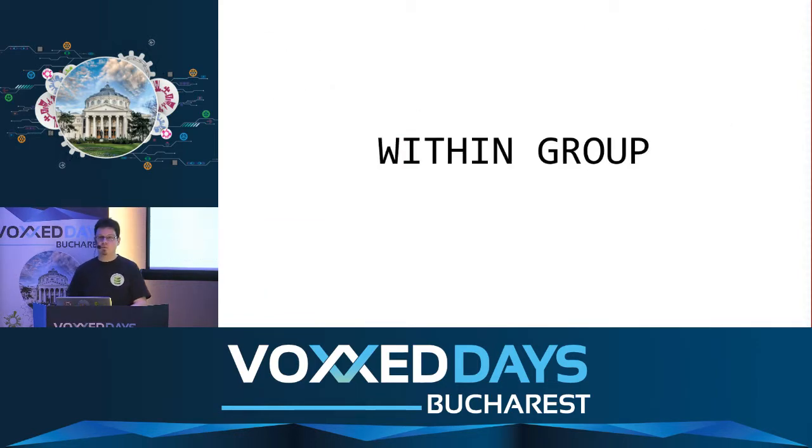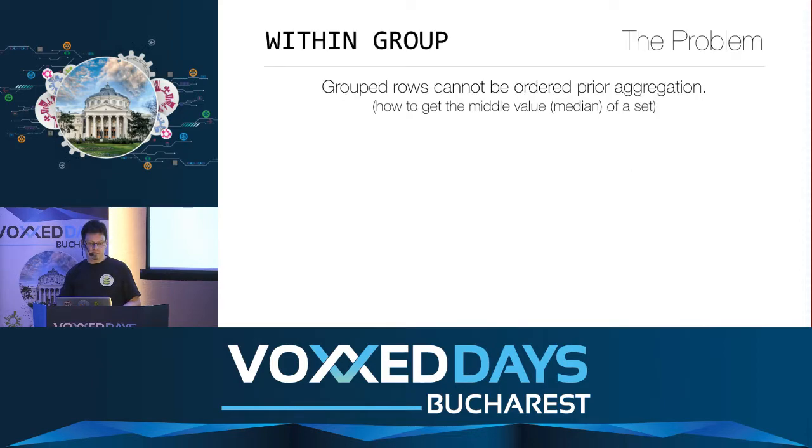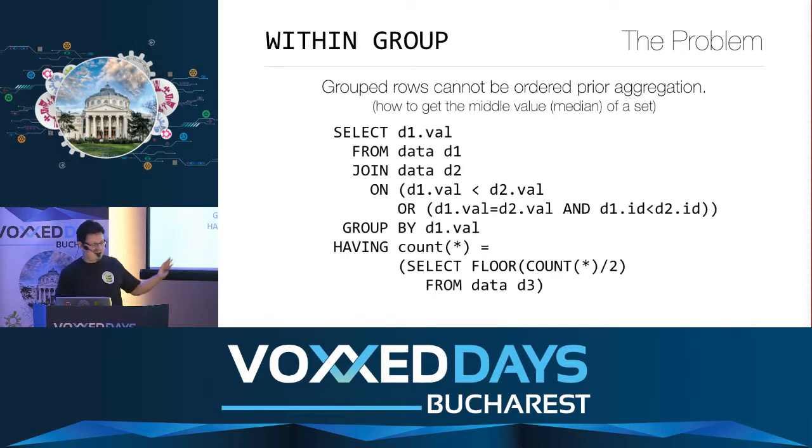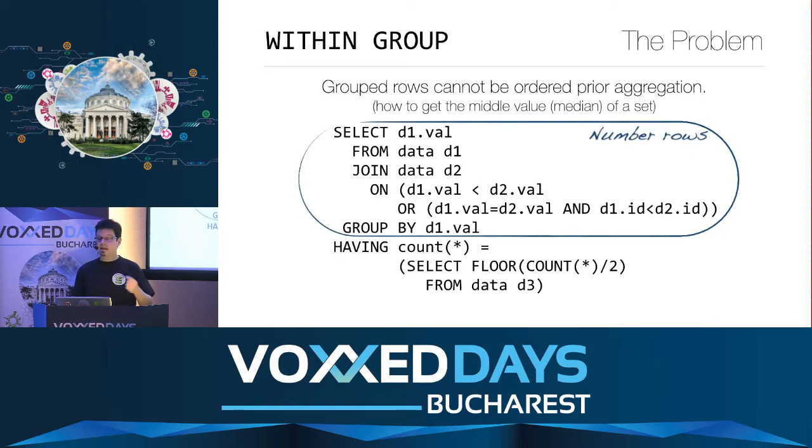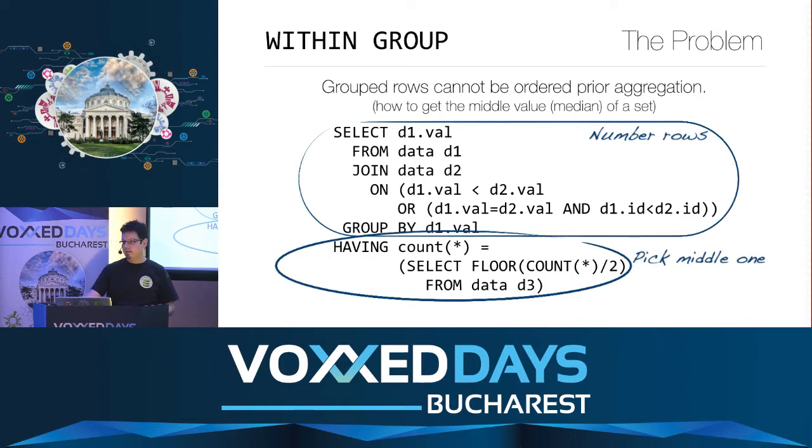Next feature, within group. Who has ever heard of within group? Oh, at least some. So what's the most common use case for it? Like median, the middle value of a set. Okay, how to do that in SQL? Have you ever tried doing the median, the middle row of a set in pure SQL 92? Yeah, you failed probably. Yeah, me too. So I think this is a correct implementation. This is pure SQL 92. It's really just relational algebra. So what it does is basically numbering rows by doing a self-theta join and then picking the middle row. Isn't it beautiful?